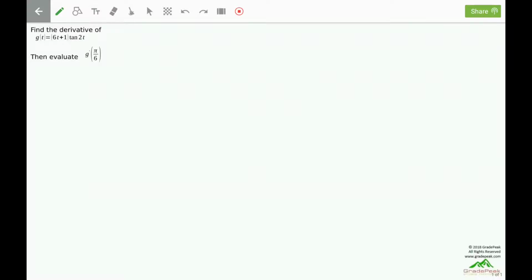Find the derivative of g of t equals (6t plus 1) times the tangent of 2t, then evaluate g prime of pi over 6. So g of t here is the product of two functions. We have a 6t plus 1 multiplying a tangent of 2t. Therefore, we're going to have to make use of the product rule for the derivative.